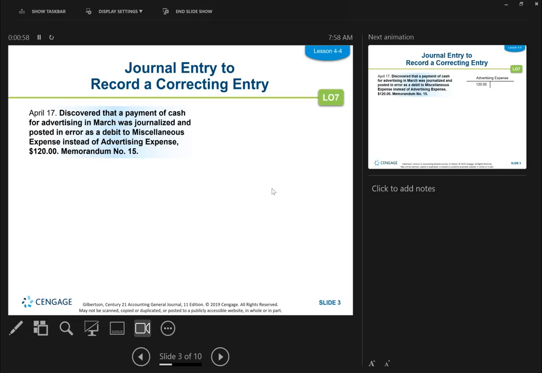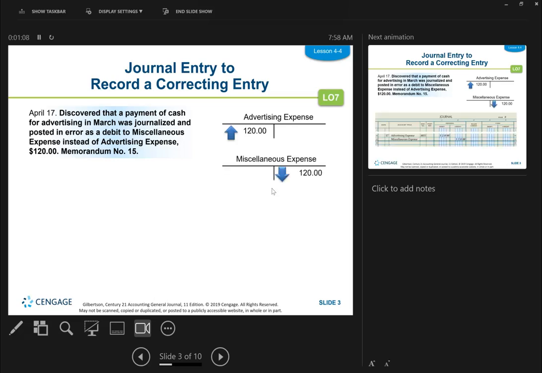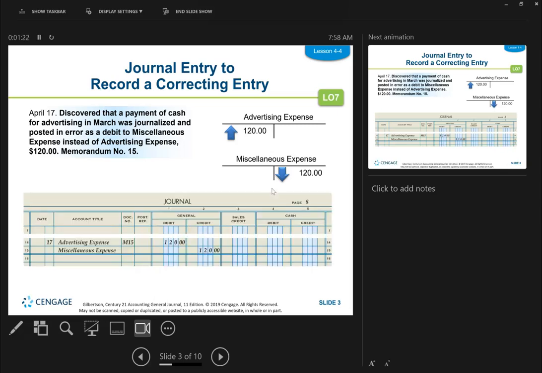So here's our guy. We had this advertising expense of $120 put in miscellaneous expense. So we're adding a debit of $120 to the advertising, and we're crediting back the miscellaneous expense $120, which is where we placed that debit incorrectly. So that's kind of what it looks like. It's a two-liner if you're going to make a correction.